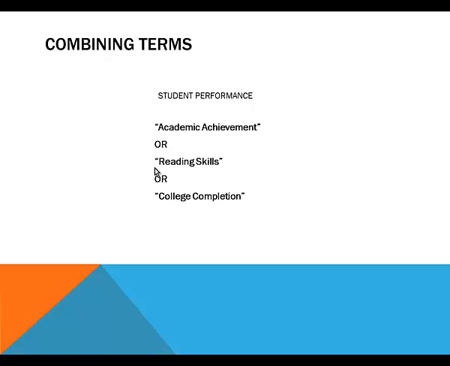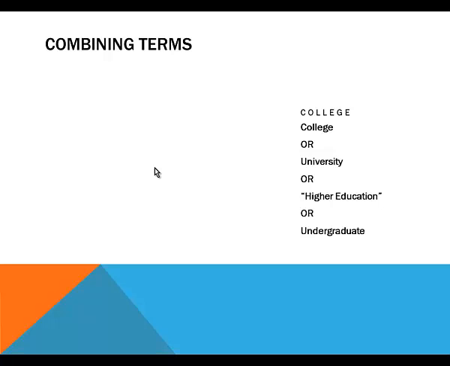Note that I put these phrases in quotation marks, and that's so I search for an exact phrase. If I put in just academic achievement, the computer would look all over for the word academic and then the word achievement. And I don't want it to look all over the place. I want it to look for those words together. And then finally with college, I could put in college or university or higher education or undergraduate.